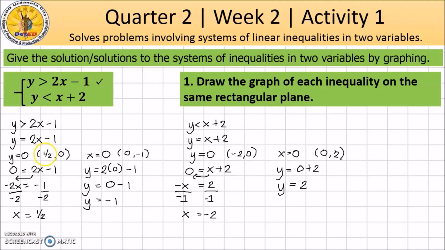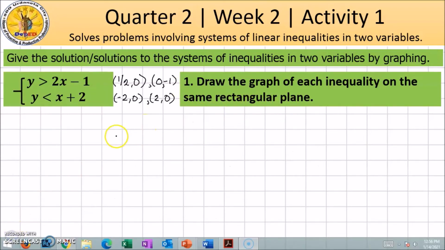Okay, take note of the following points. We have 1/2, 0 and 0, negative 1 for the first inequality, negative 2, 0 and 0, 2 for the second linear inequality. Now we're ready to graph the following linear inequalities in one rectangular plane since they are a system. So we need to draw first a rectangular plane.